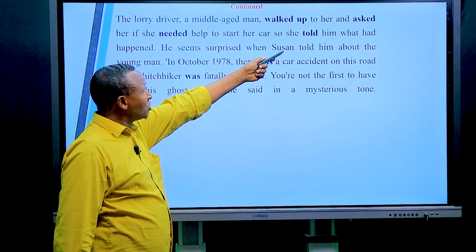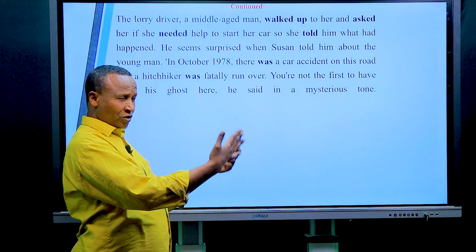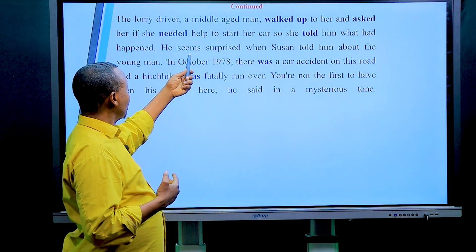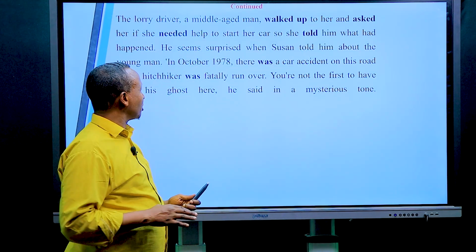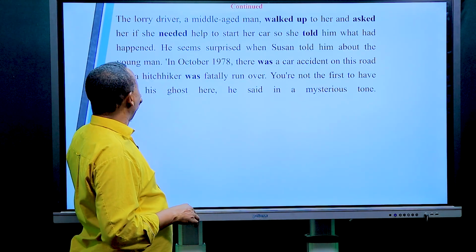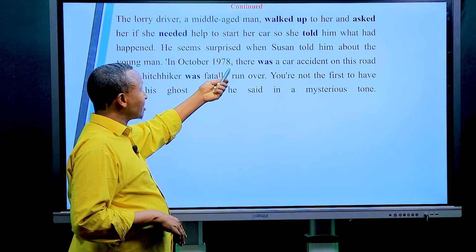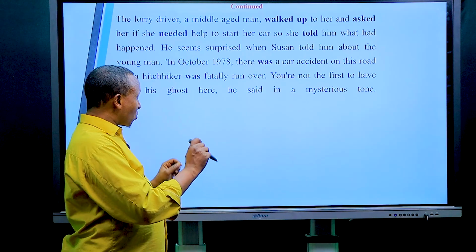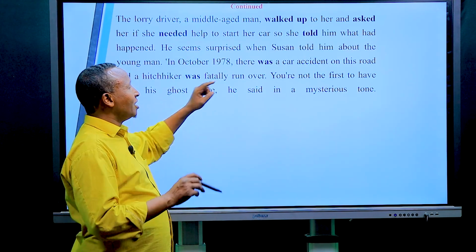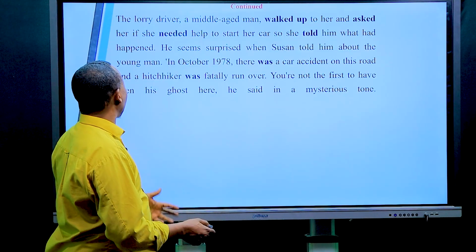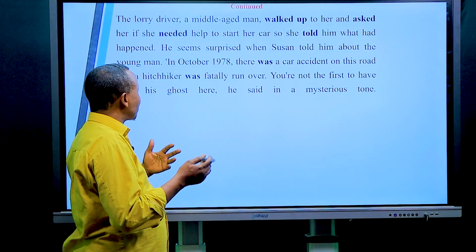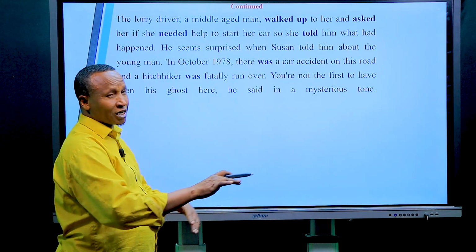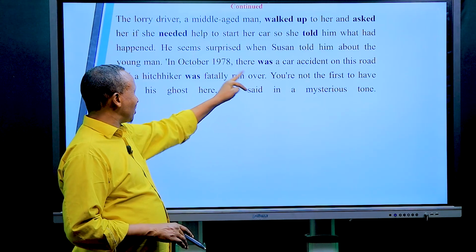So she told him what had happened, that a person stepped out and she could not brake in time. He seemed surprised when Susan told him about the young man. He told her that in October 1978 there was a car accident on this road, and a hitchhiker was fatally run over.